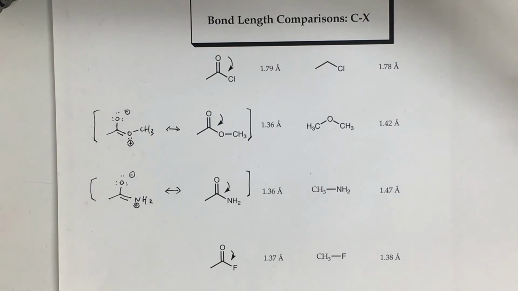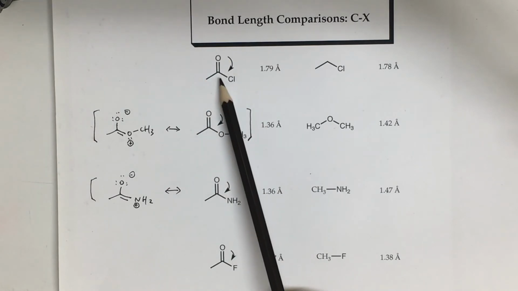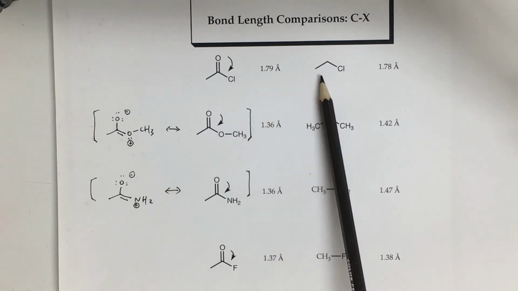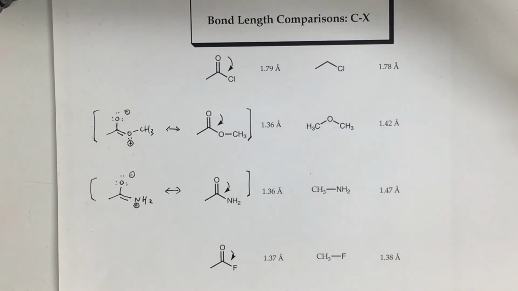This is a handout page posted in the handout package for this chapter. This handout in particular compares the bond lengths of various bonds. Let's start with the acid chloride, which has an sp2 hybrid carbon-chlorine bond with a bond length of 1.79. In comparison, the sp3 hybrid carbon-chlorine bond has a bond length of 1.78 angstrom.